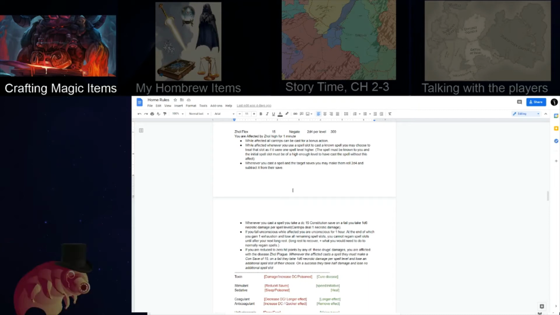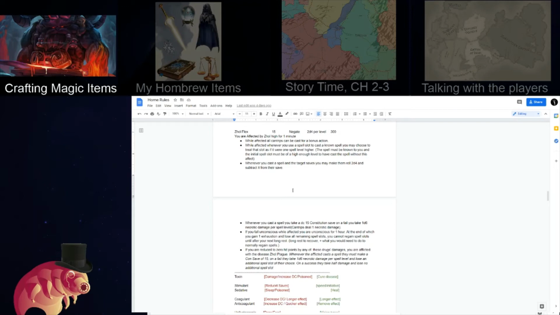Zol Plague. Whenever the afflicted casts a spell, they must make a Con save of 15. On a fail, they take 1d6 necrotic damage per spell level and lose an additional spell slot of their choice. On a success, they take half damage and lose no additional spell slot. Zolflex is one of my proudest drug creations. Something horribly gnarly, yet very powerful.